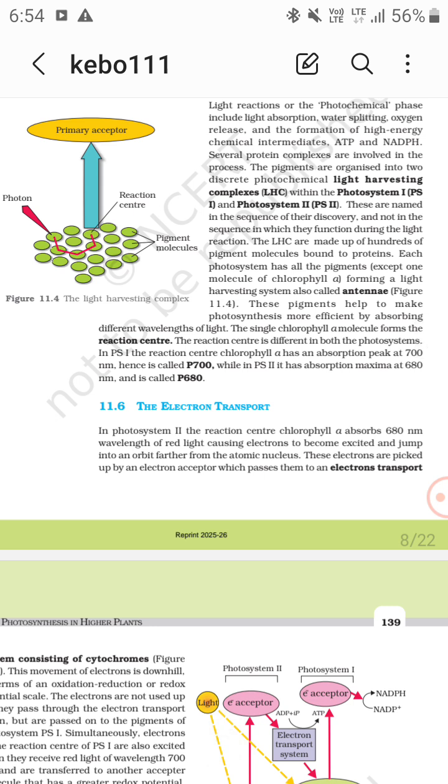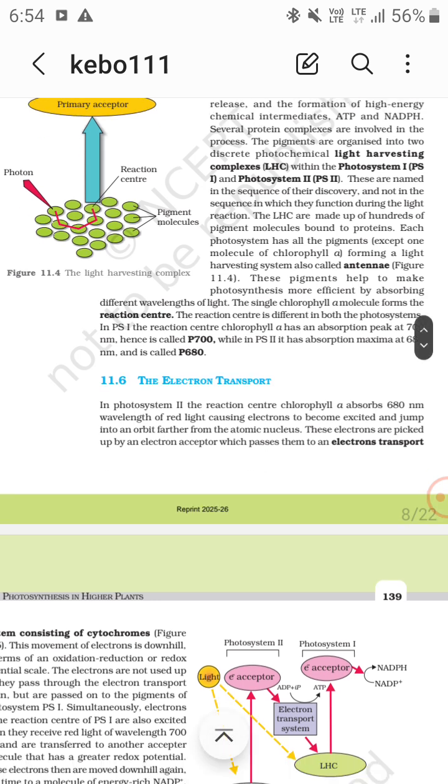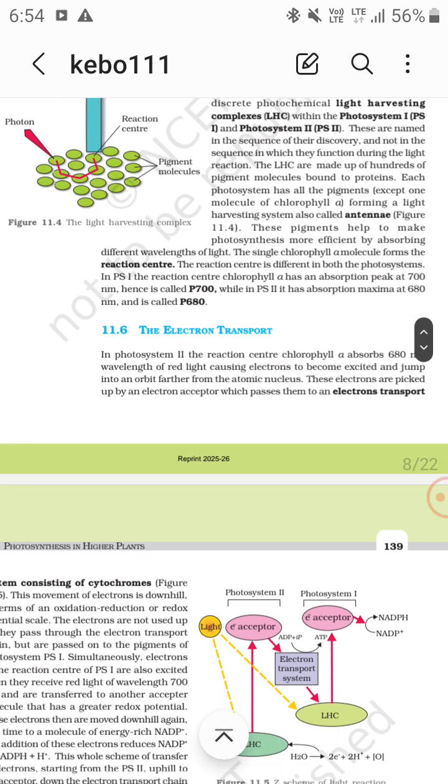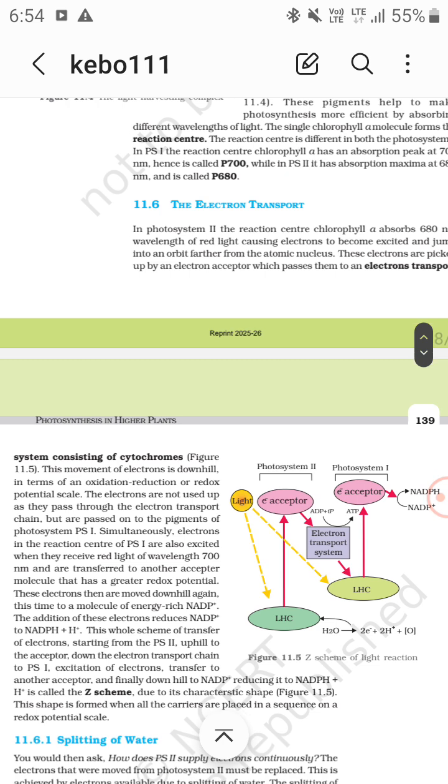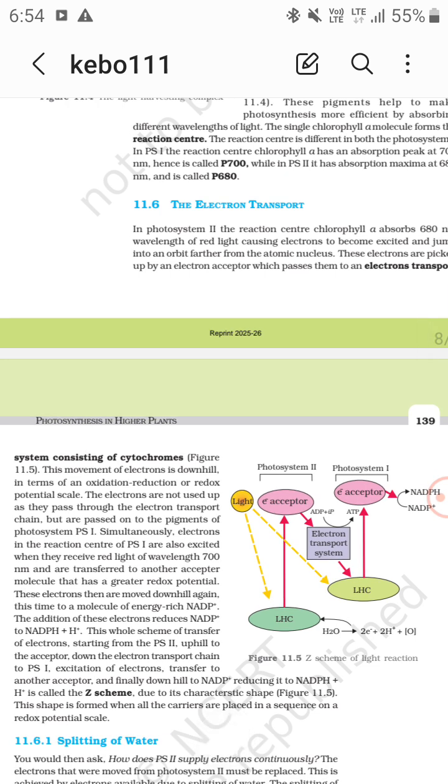Now PS1 is present in both the membranes of the thylakoids, that is granal thylakoids and stroma lamella. So both have the PS1, but PS2 is absent in stroma lamella. Okay, and also NADP reductase is absent in PS2. And so there is electron transport, that is ETS.